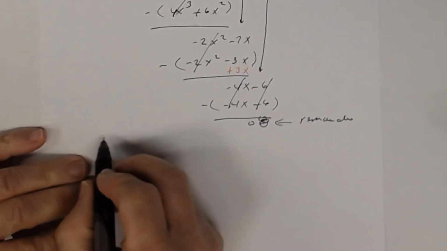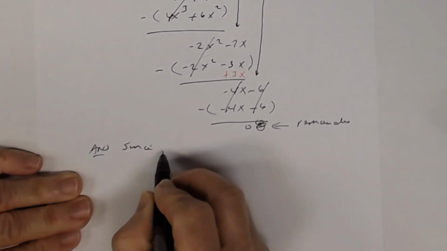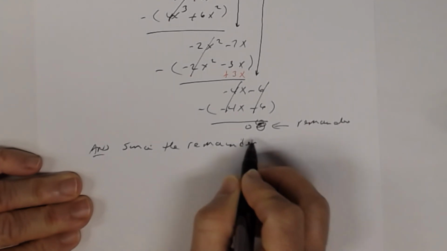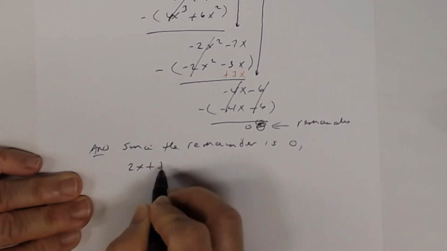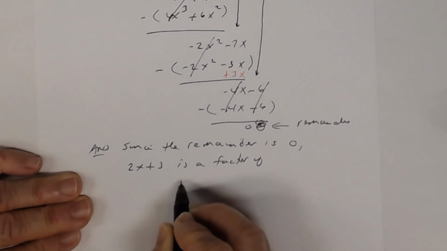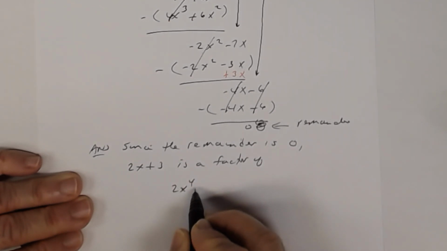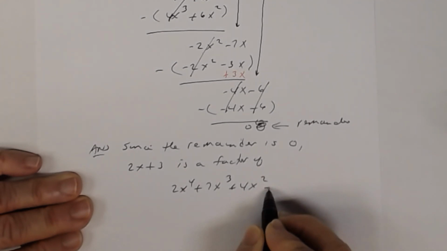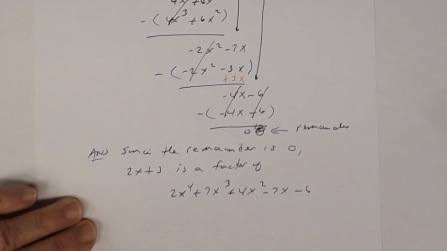So you're going to say this, your answer. Since the remainder is 0, 2x plus 3 is a factor of 2x to the fourth plus 7x cubed plus 4x squared minus 7x minus 6. All right, and so that's it. So that's number one.